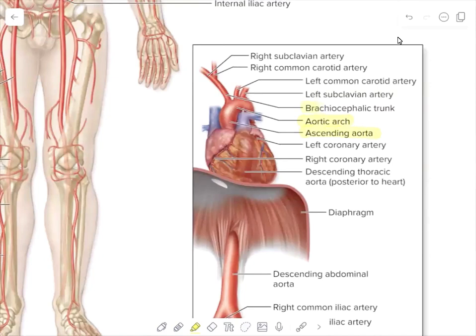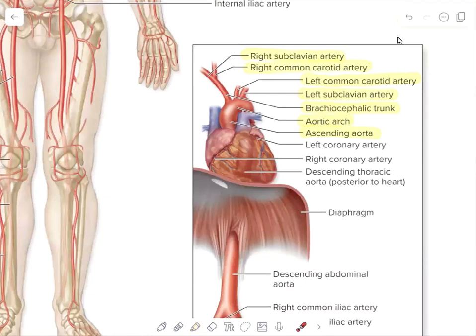The first one is called the brachiocephalic trunk. The next one is the left common carotid artery and the left subclavian artery. Those are going to branch further then. For example, the brachiocephalic trunk is this region from here to here, and it branches to become the right subclavian artery and right common carotid artery.